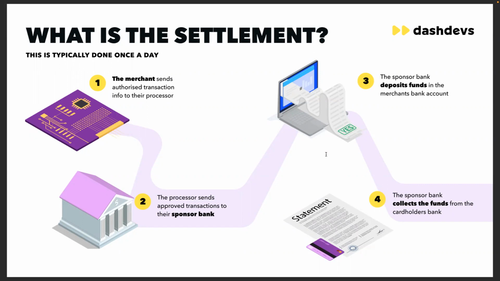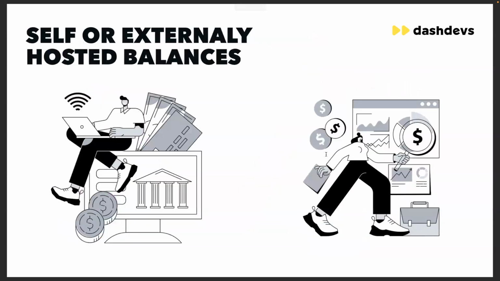In this case, the approved transactions are taken to the sponsor bank, and the sponsor bank deposits funds on the merchant account, and then the sponsor bank collects the money from the cardholder bank. So basically, the settlement is happening here. And we talked about the balances.